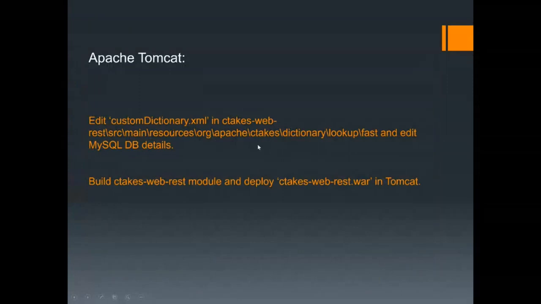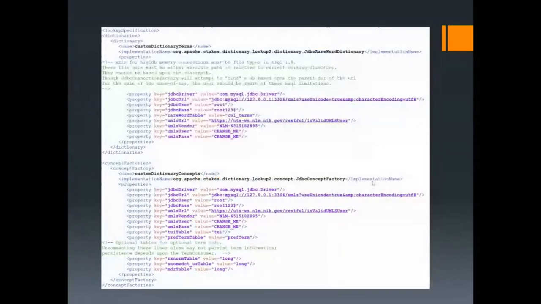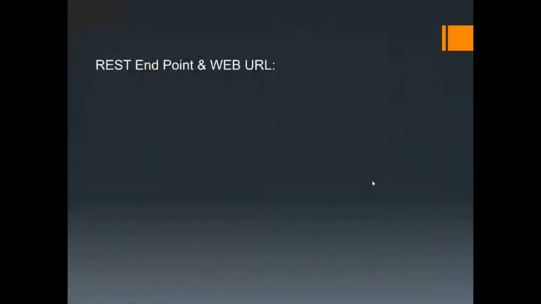Once you build this module, under that module's target folder, you will get a WAR file, which is nothing but a web archive file, and it will be named cTAKES-web-rest.war. Once you have the WAR file ready, you can deploy this web archive file into any application server of your choice. In this case, we have chosen to deploy it on Apache Tomcat. Once it's deployed, it eventually means that you have enabled the REST support in cTAKES, and we are all set to access the REST endpoint.